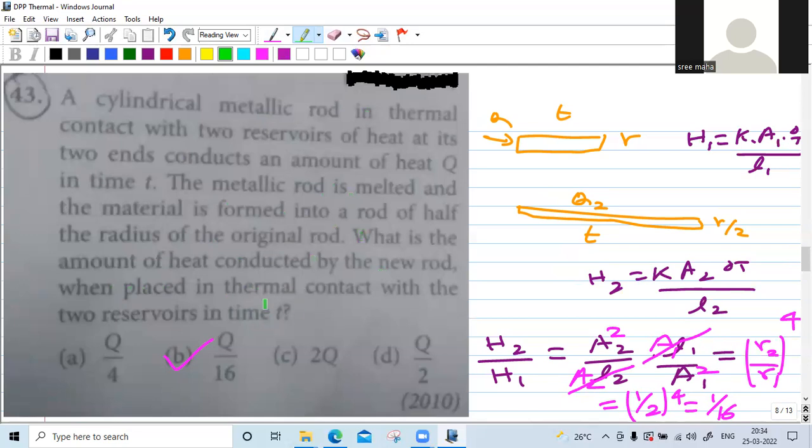Okay, so that's all. The amount of time is the same, T, and the temperature difference is the same. Amount of heat. The temperature difference is the same. So you have to find the difference in the heat flow. Yes, sir.